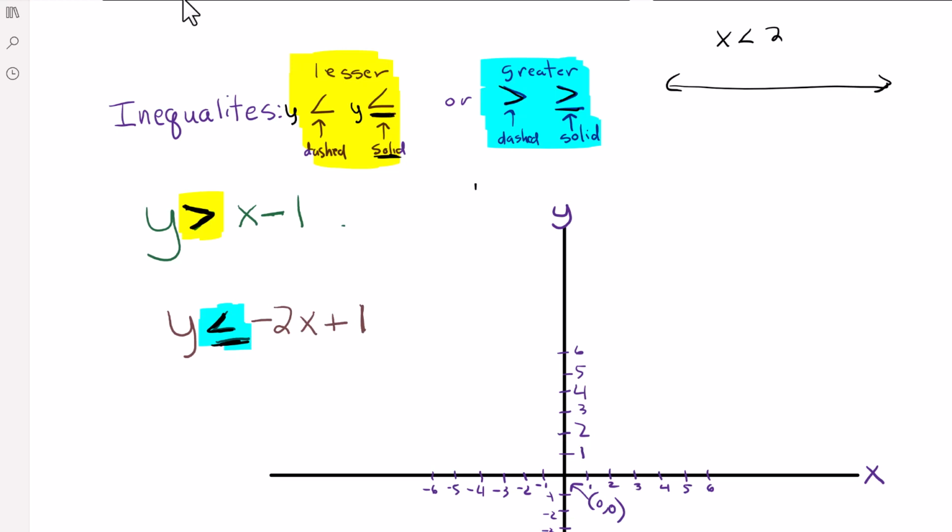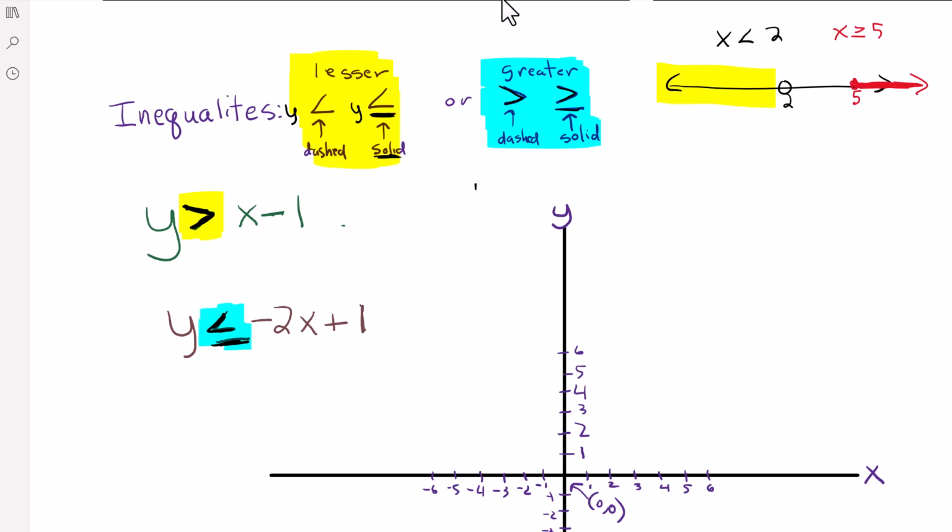2, that would be a hollow dot at 2. And that says x are all the values less than 2. So you would shade this way. If this said x is greater than or equal to 5, at 5 you would put a solid dot, and then the values are greater than 5 going to the right.